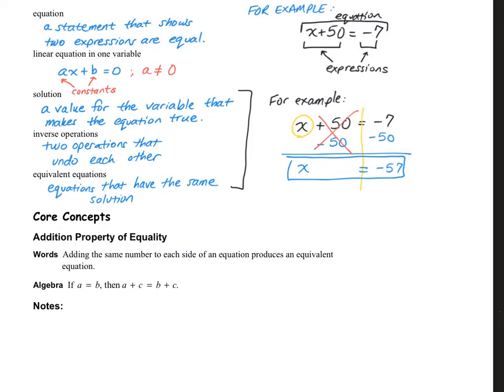There are some core concepts that we need to know about. The first is the addition property of equality, and that is if you have any number a equals b, you can add something to both sides of the equation and it still makes it true. It's still an equivalent equation. For example, if you have this equation x equals 3, then you know that this is also true: x plus 5 equals 3 plus 5. All I did was add 5 to both sides of the equation.